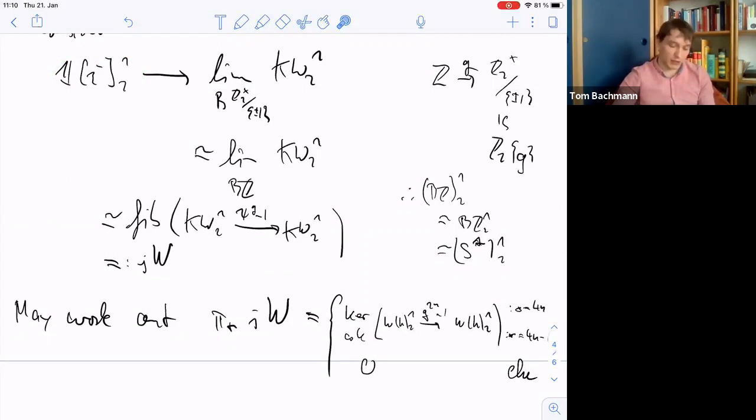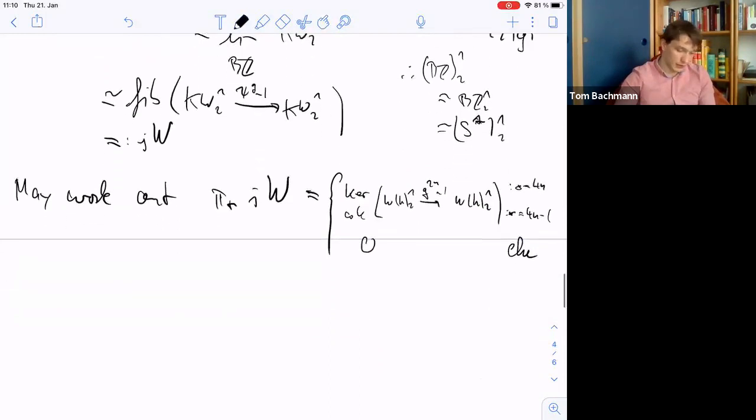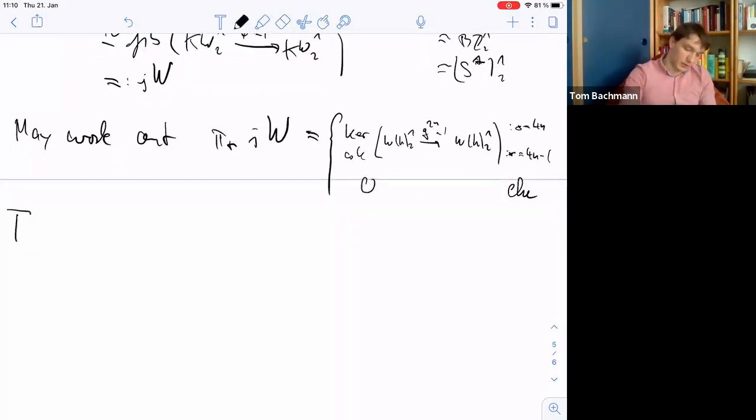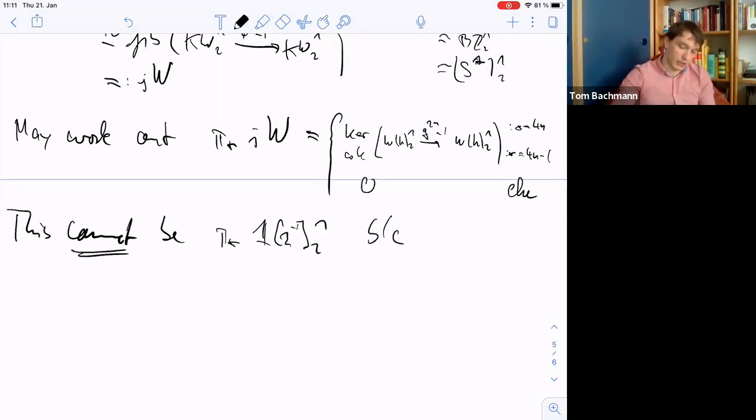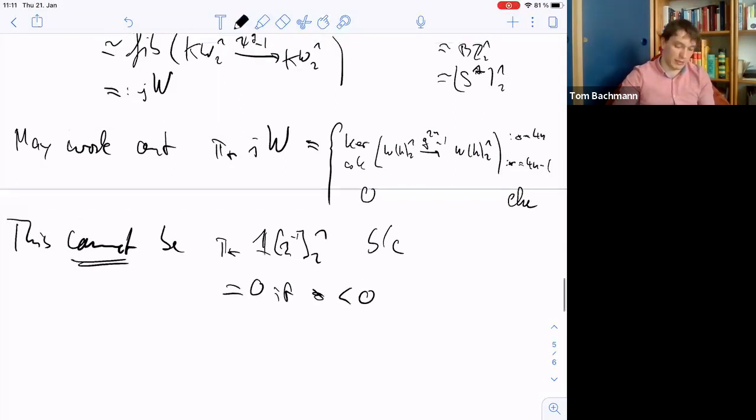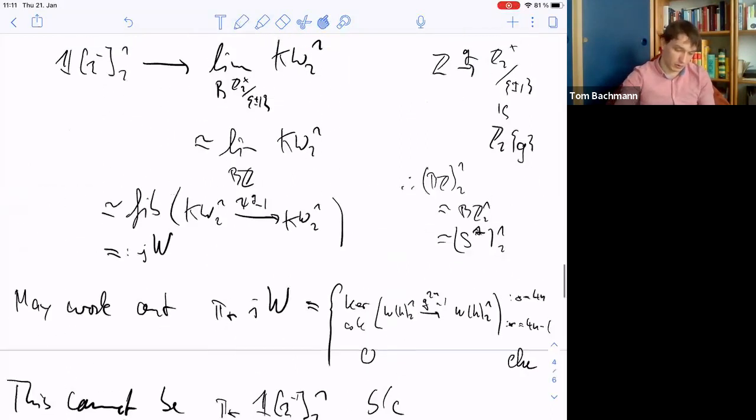And in some sense, it's very good because we know all of the homotopy groups. But in some sense, it's also obviously wrong because this thing here has homotopy groups in negative degrees and this one does not. Okay, so this cannot be pi star of the eta-periodic sphere, because this is equal to 0 when star is less than 0, and this is not.